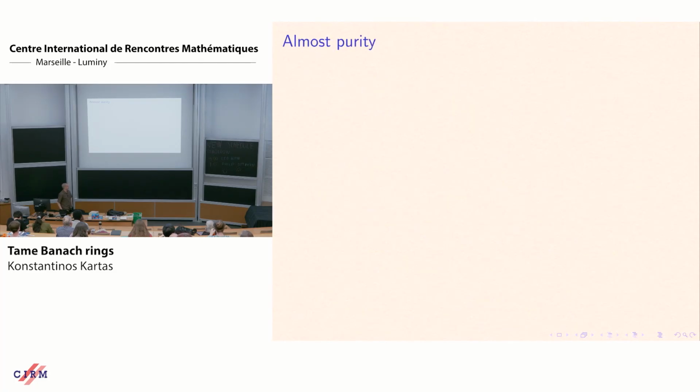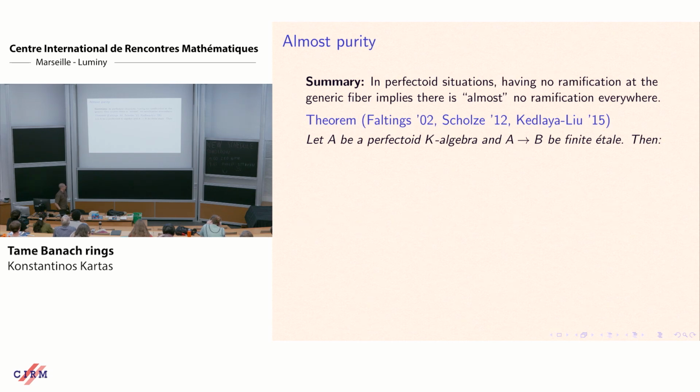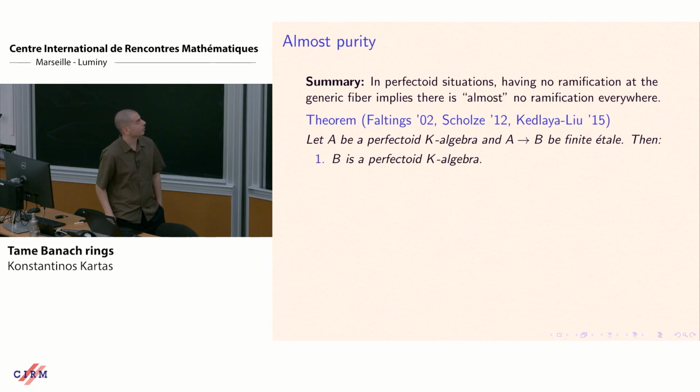Okay. So now I can state the almost purity theorem. In the context of algebras, what it says essentially is that if you have no ramification at the generic fiber, this implies that there is almost no ramification everywhere, which is a bit surprising. So let me state it a bit more precisely. Let A be a perfectoid algebra and A to B be a finite etale morphism. Then the following hold. First of all, B is a perfectoid algebra.